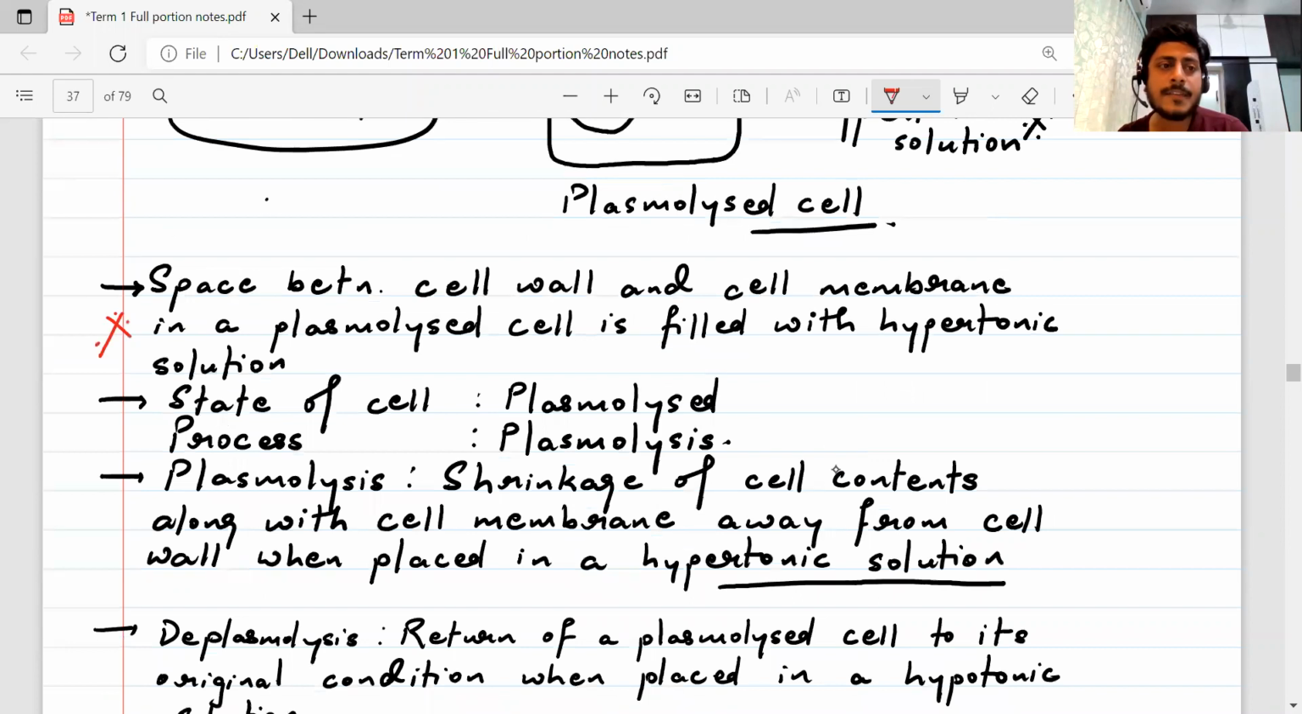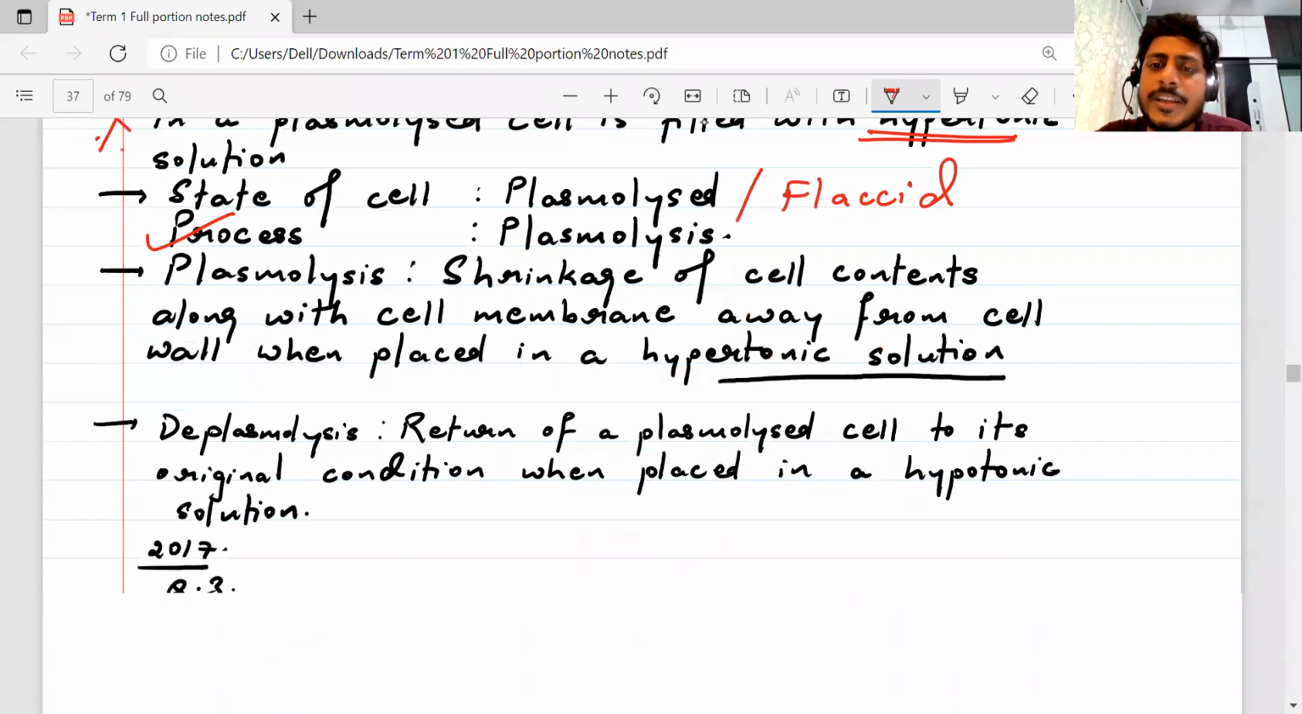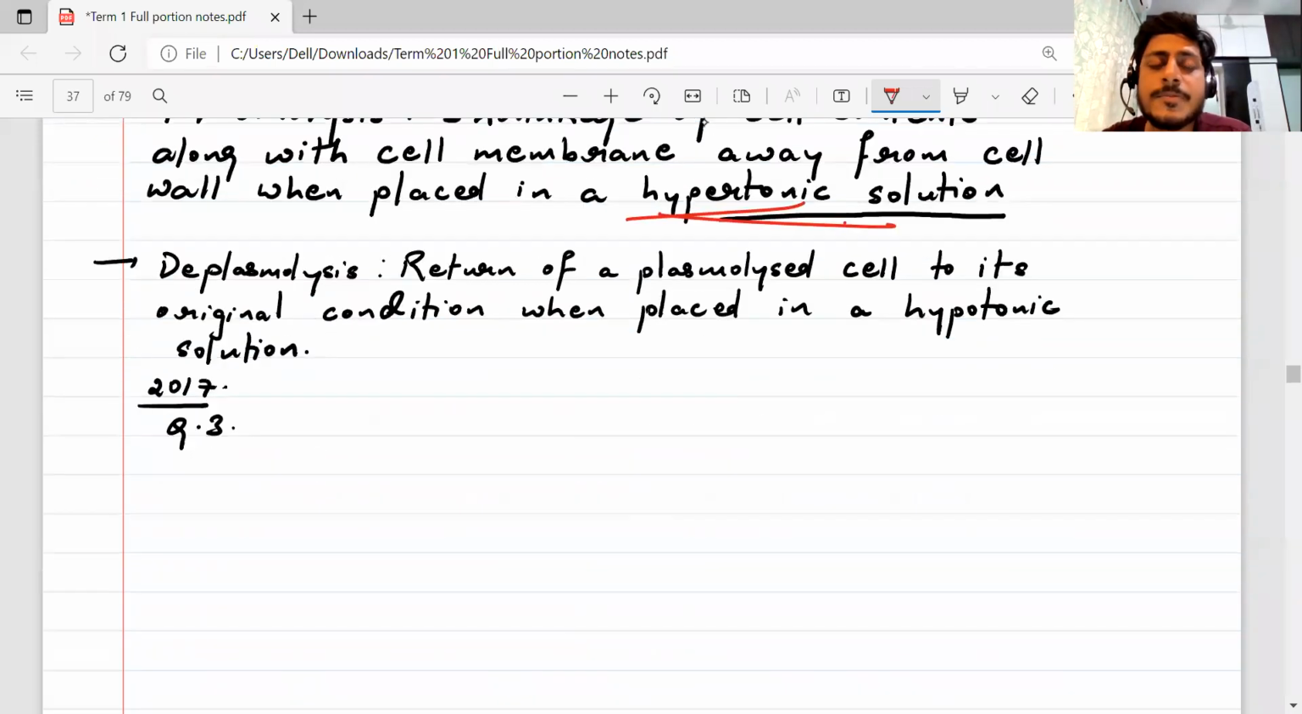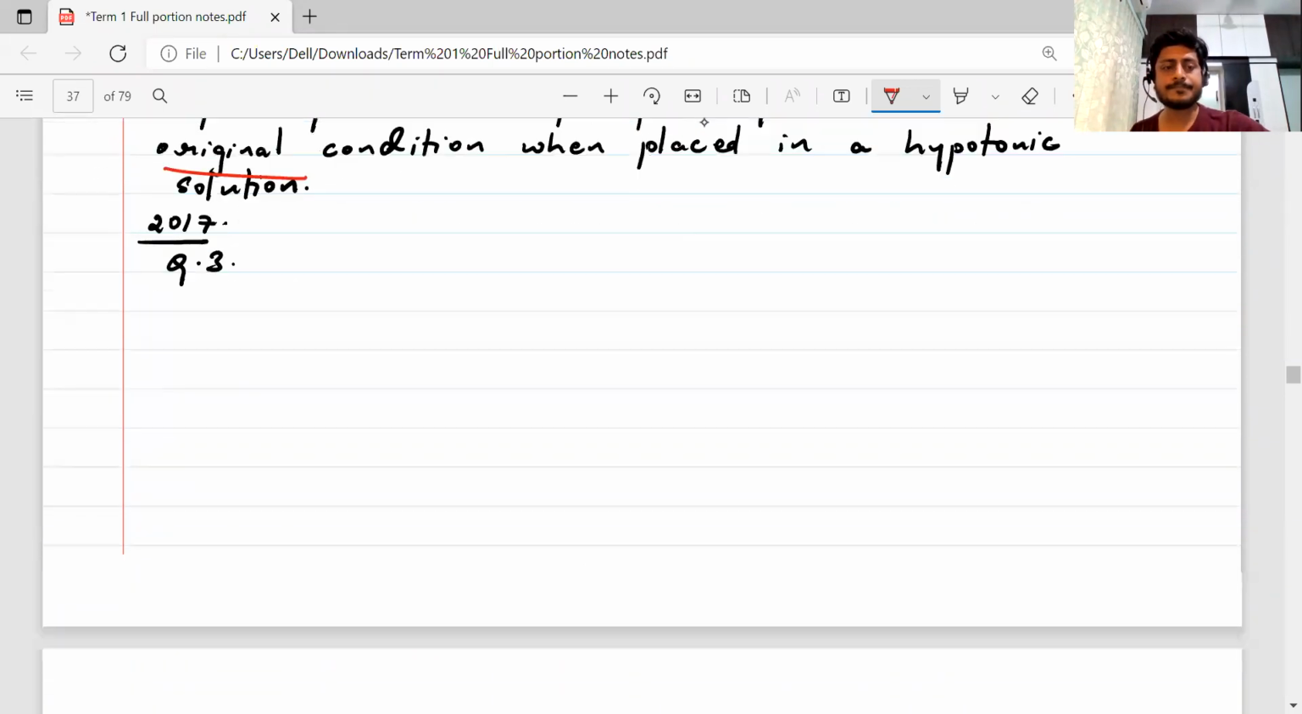Space between the cell wall and the cell membrane in a plasmolysed cell is filled with what kind of solution? Hypertonic solution. State could be plasmolysed. In case there's no plasmolysed over there, look for flaccid. Process is plasmolysis, which is the shrinkage of the cell contents along with the cell membrane away from the cell wall when placed in a hypertonic solution. Then deplasmolysis is the return to the original condition.